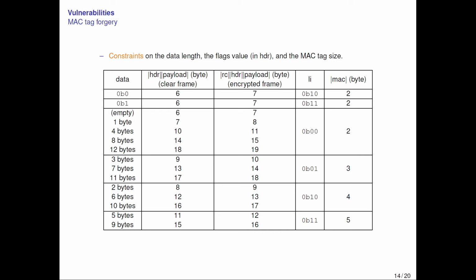Even though such an existential forgery does not require any computation power, not all legitimate frames can be used. Indeed, the size of the MAC tag and the value of some flags in the frame's header depend on the payload size. For instance, a frame carrying a 1-byte data has a 2-byte MAC tag, and flags in the header are equal to 0, 0. It cannot be used to forge a frame corresponding to, say, 3-byte data, because the flags in that case are different, they are equal to 0, 1, and the size of the MAC tag is also equal to 3 bytes.